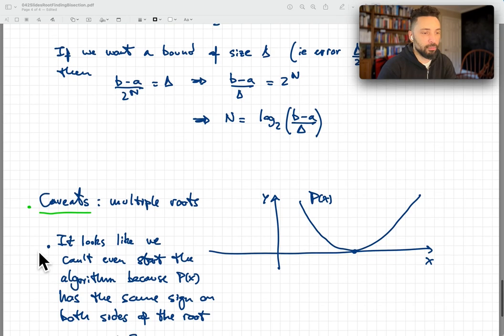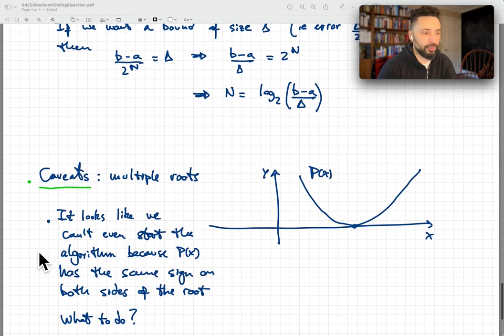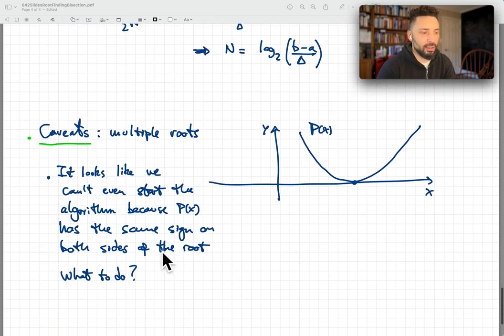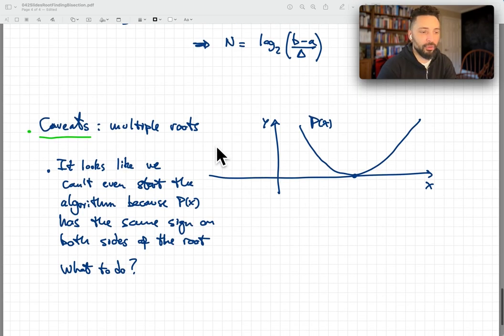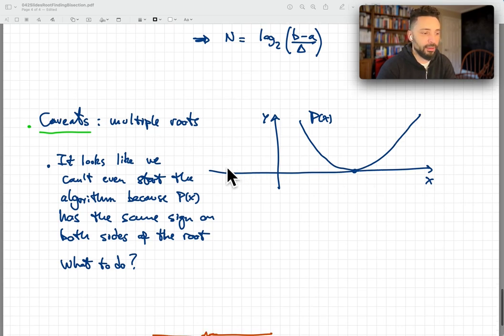Now, remember, we assumed that the function was continuous and so on, but there are also other caveats. And one that is especially weird, and that we all wonder about, is what happens if your function looks like this. It just touches the x-axis and then it goes back up. So we don't have a different sign on both sides, and it looks like we can't even start the algorithm. So p of x has the same positive sign left and right, sort of like a parabola, or it could be something of higher order. And so how do we calculate in this case?